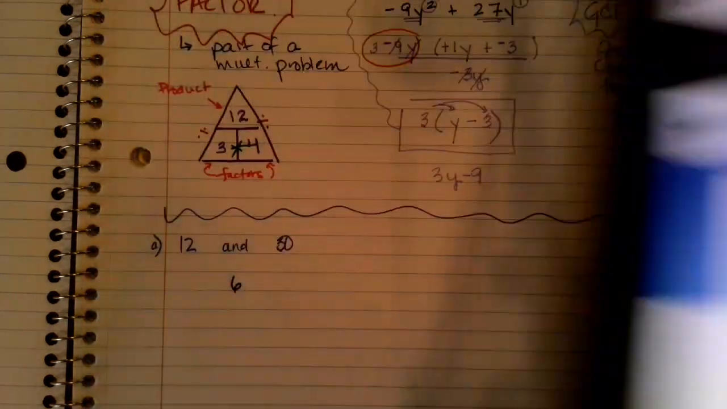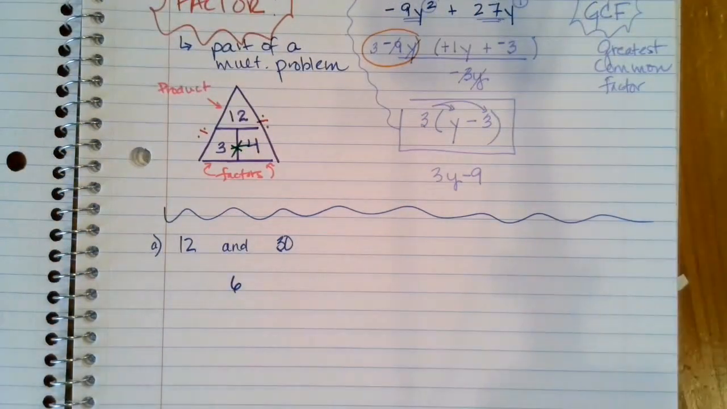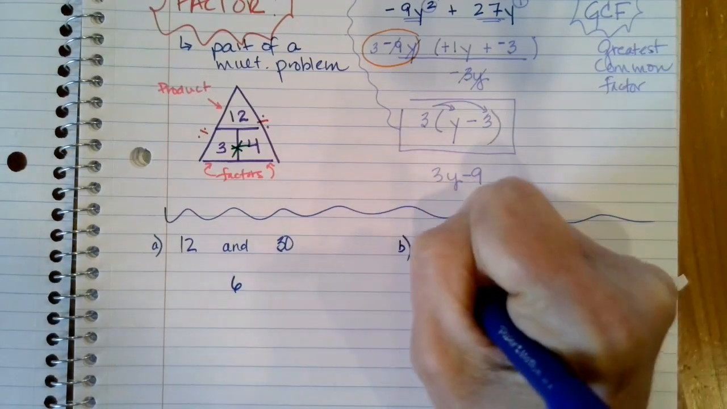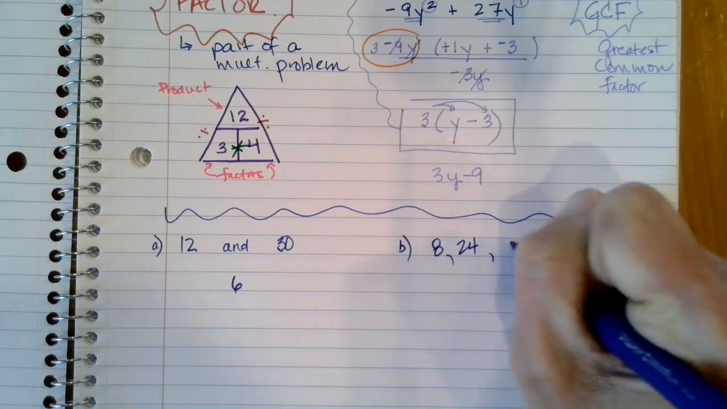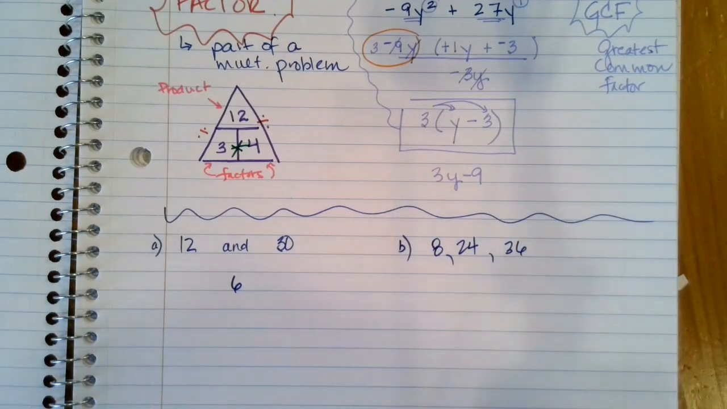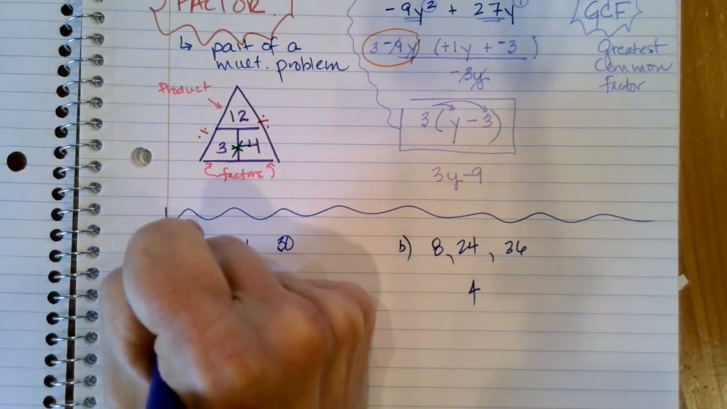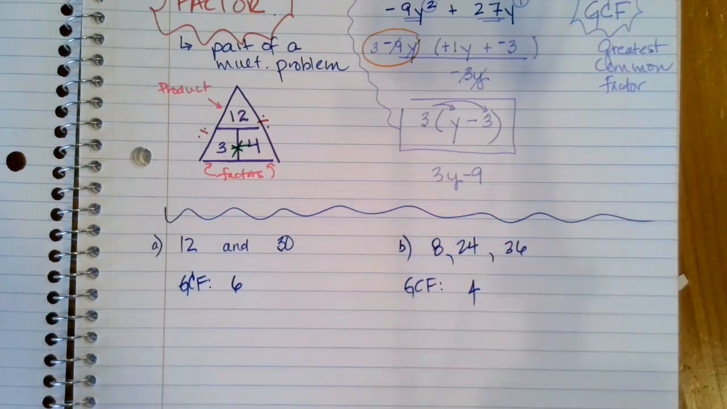So you want to make sure that you have Desmos on hand, because when you're looking at numbers like I just said, 8, 24, and 36, you want to make sure that you know that 4 is the greatest common factor, or the biggest number that can be evenly divided out of both of these.